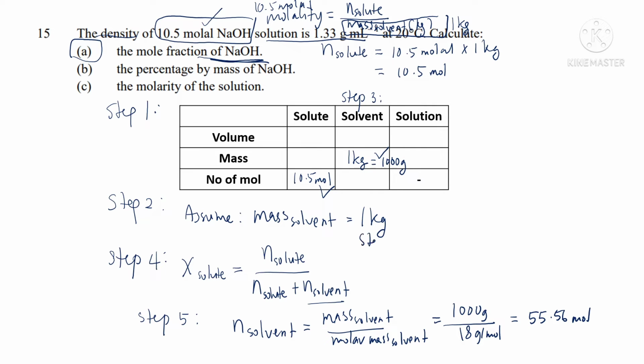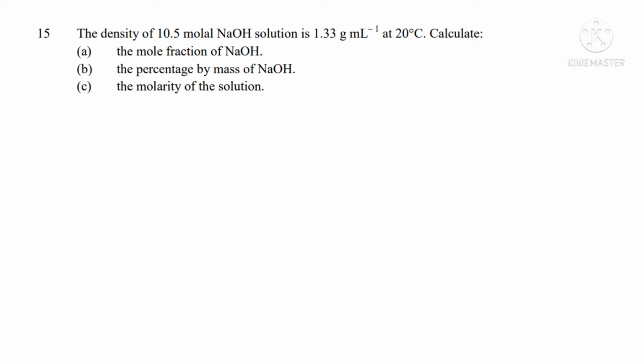And in step number 6, we just need to substitute what we have in step number 5 into the mole fractions formula. So moles of solute is 10.5 mole divided by moles of solute 10.5 mole plus moles of solvent 55.56 mole to give us the mole fraction as 0.1589.